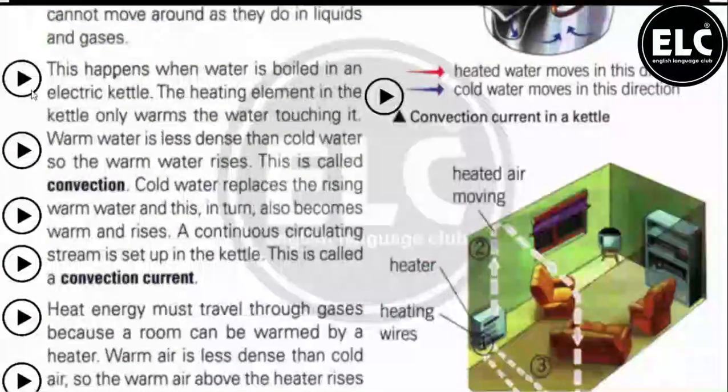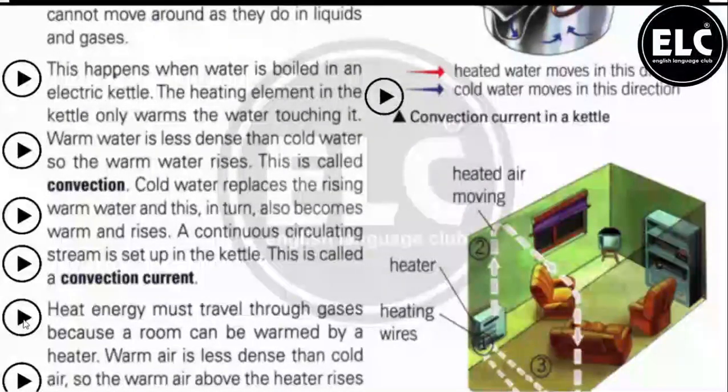This happens when water is boiled in an electric kettle. The heating element in the kettle only warms the water touching it. Warm water is less dense than cold water, so the warm water rises. This is called convection. Cold water replaces the rising warm water, and this, in turn, also becomes warm and rises. A continuous circulating stream is set up in the kettle. This is called a convection current.